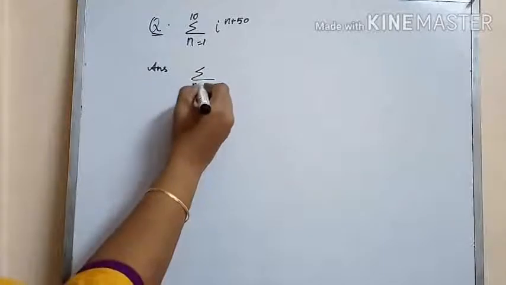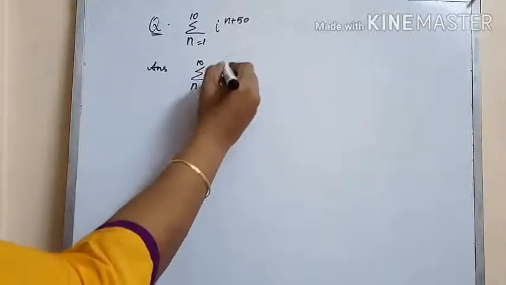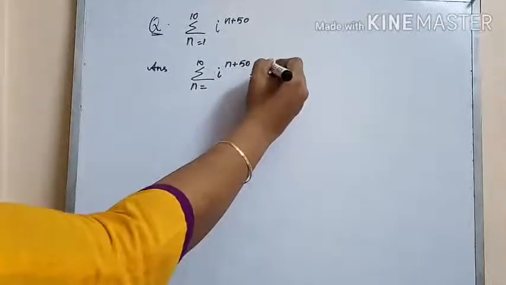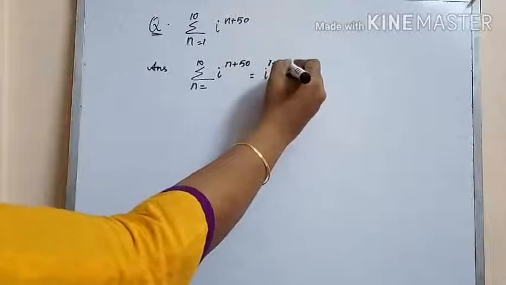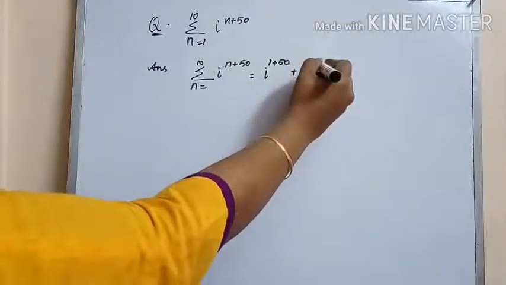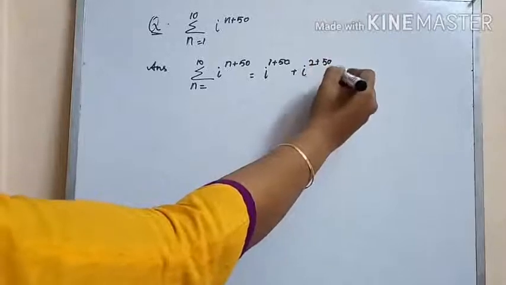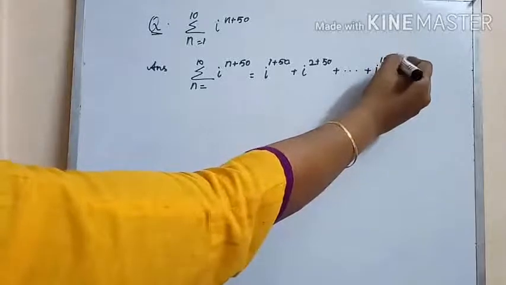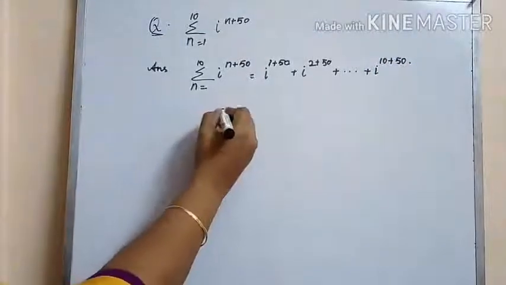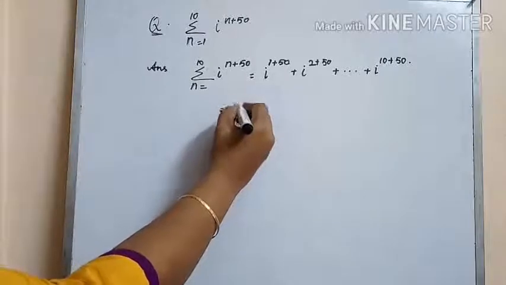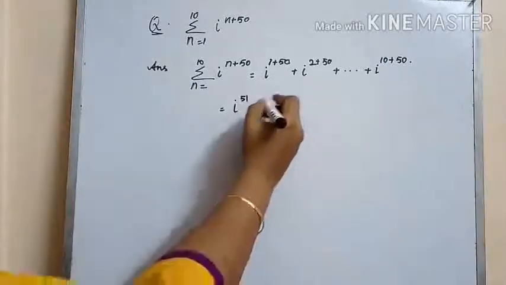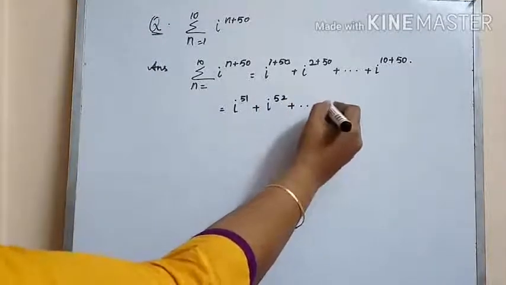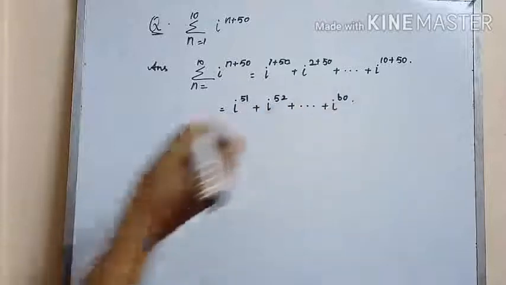The next problem we have here for today's session is the summation, n is equal to 1 to 10, of i to the power of n plus 50, which is i to the power of 1 plus 50 plus i to the power of 2 plus 50 plus etc. plus i to the power of 10 plus 50. This can be written as i to the power of 51 plus i to the power of 52 plus etc. up to i to the power of 60.